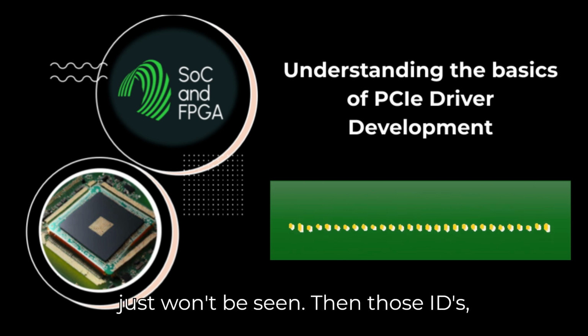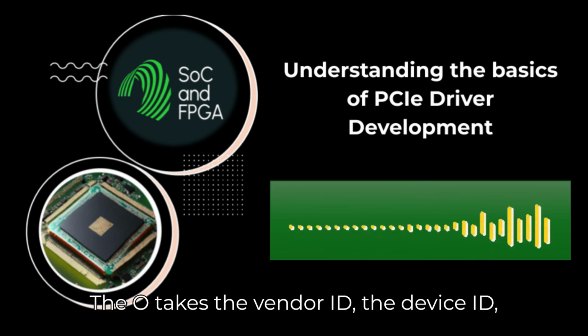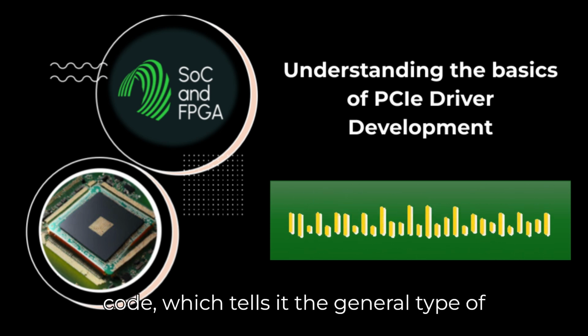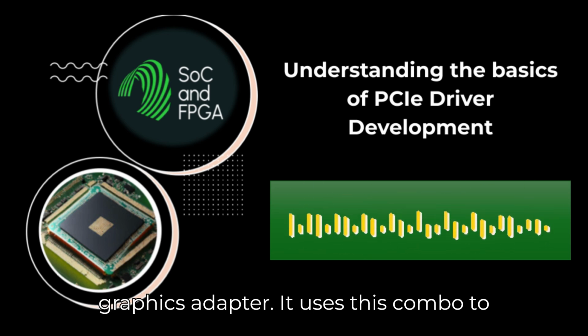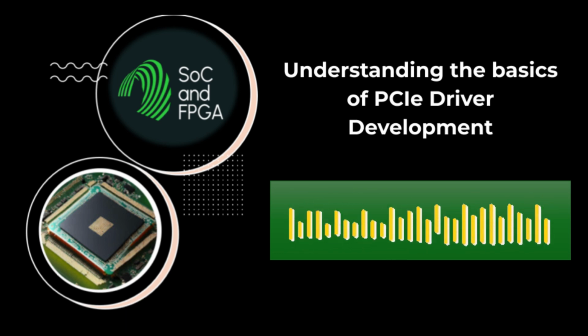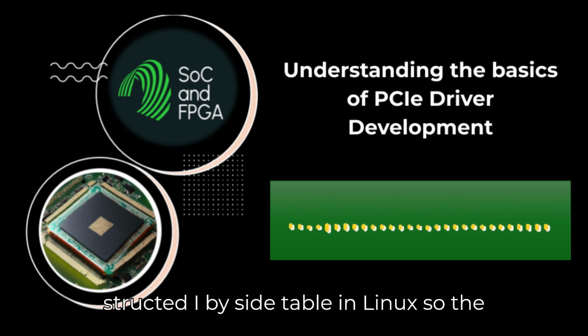Then those IDs, vendor ID, device ID, are how the OS figures out which driver to load. Exactly. The OS takes the vendor ID, the device ID, and also something called the class code, which tells it the general type of device, like network controller or graphics adapter. It uses this combo to look up a driver that says, hey, I know how to handle that specific device. Driver developers have to put these IDs into their driver's metadata, like in a structured device side table in Linux, so the OS can make the match.